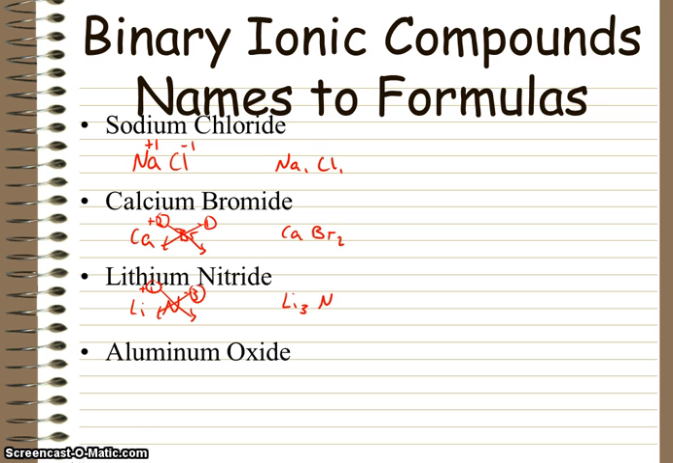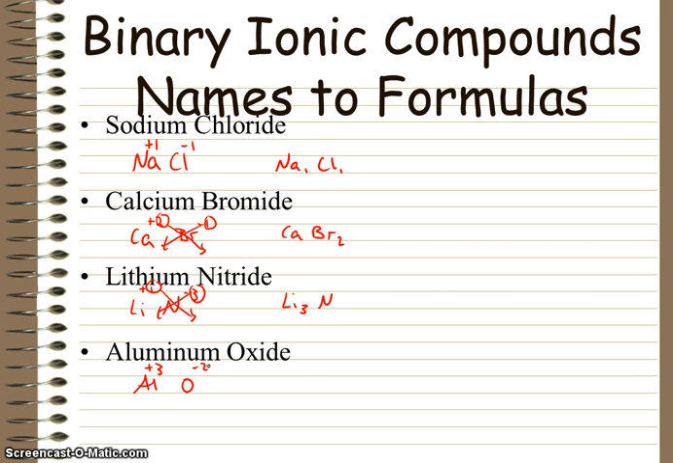Now let's say we have aluminum oxide. Aluminum is Al. Oxide is O. Aluminum has 3 valence electrons, so it's going to tend to lose 3 electrons in order to become stable and form ions with a +3 charge. Oxygen is going to gain 2 electrons to become stable and form an ion with a -2 charge.